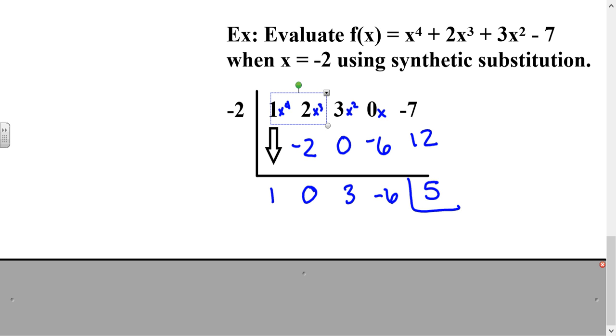And if you want to check that, because you didn't know if you did it right, then you can plug it in directly and see. But you will come up with 5 as the same answer.